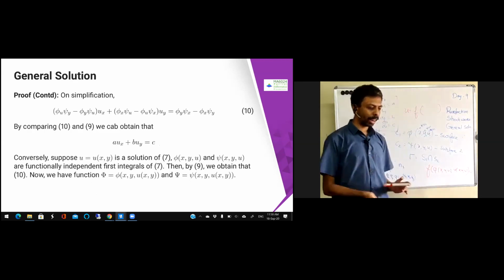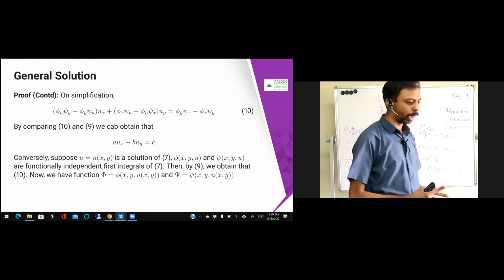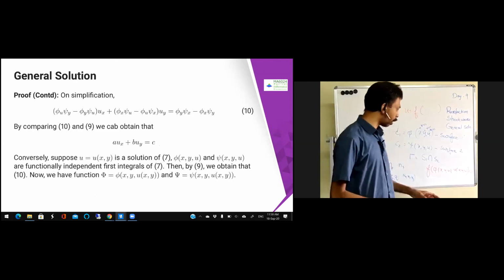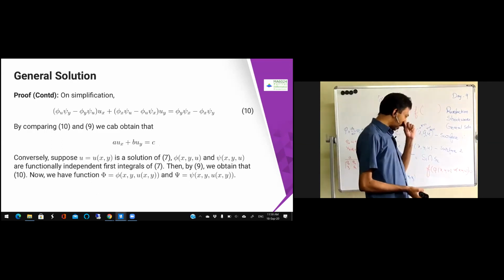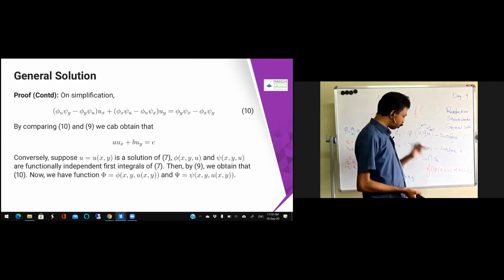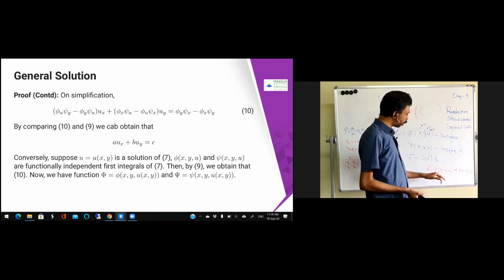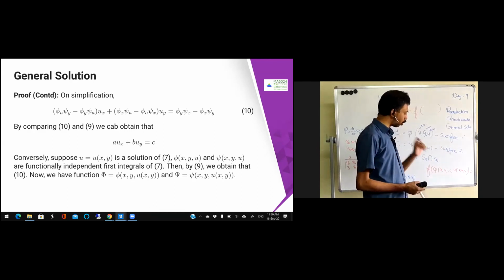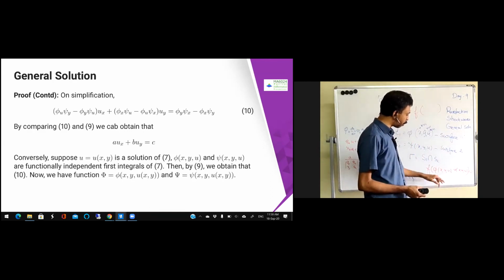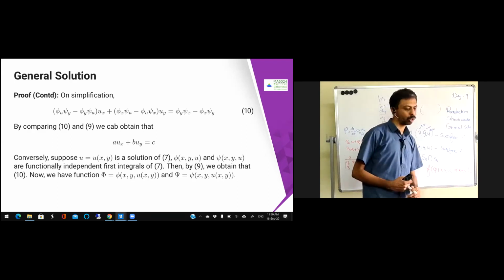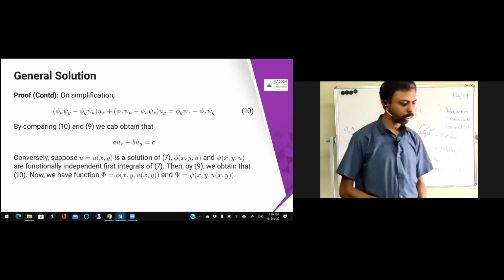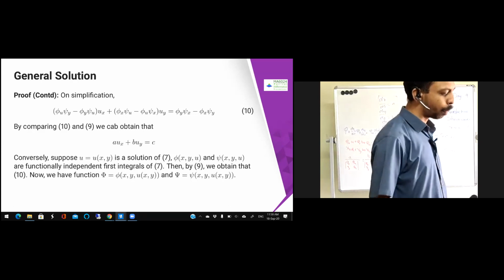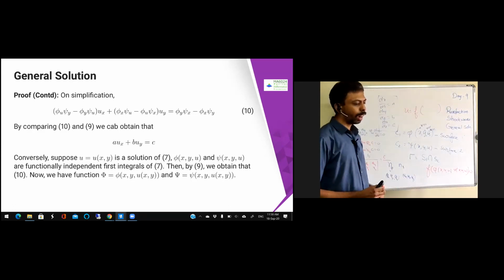On the other hand, suppose you have u equal to f(x, y), and phi and psi are functionally independent. Now what I need to prove is that there is some function f, such that f of phi comma psi is equal to 0. I got to find some f such that f(phi, psi) is equal to 0.